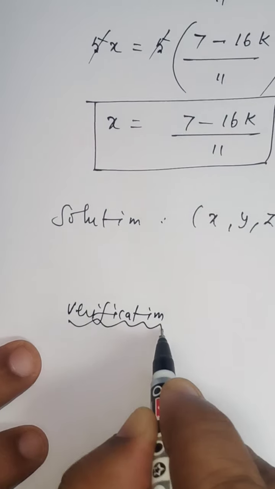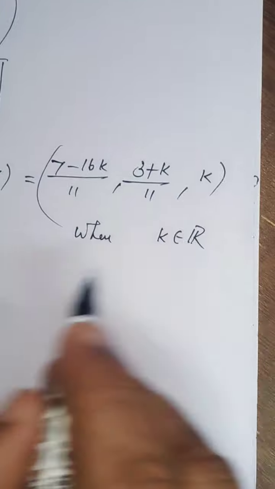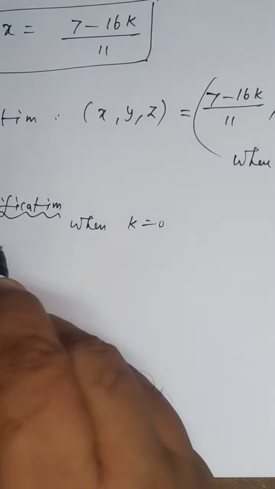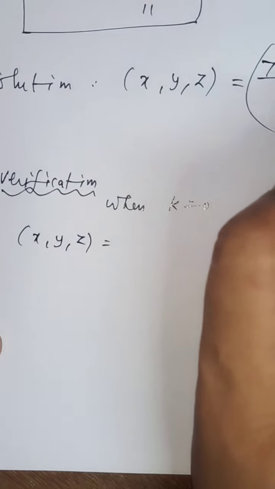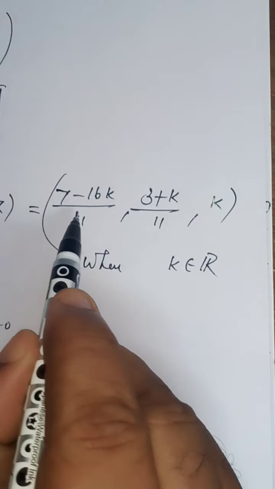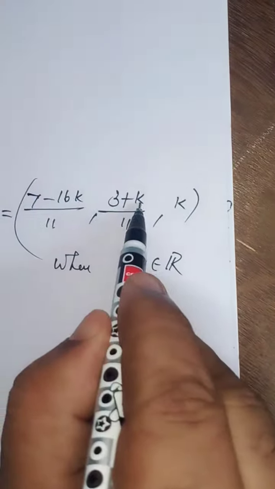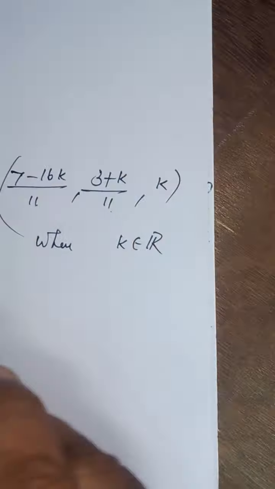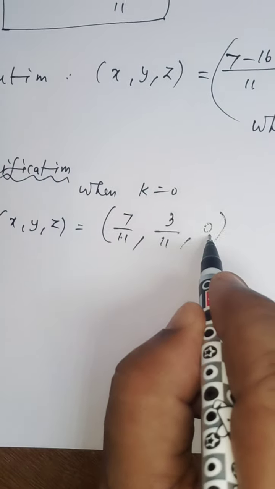Okay. I consider k as 0. 0 belongs to real number, no? When k that is equal to 0, what about that x, y, z? I am going to replace k by 0 over here. If you replace k by 0, you will be getting 16 into 0, 0 only. So only 7 by 11. If you replace k by 0, you will be getting 3 by 11. If you replace k by 0, you will be getting 0 only. Right? This is x value, y value and z value.